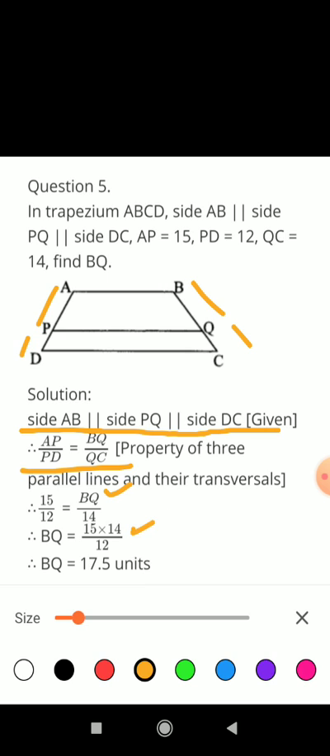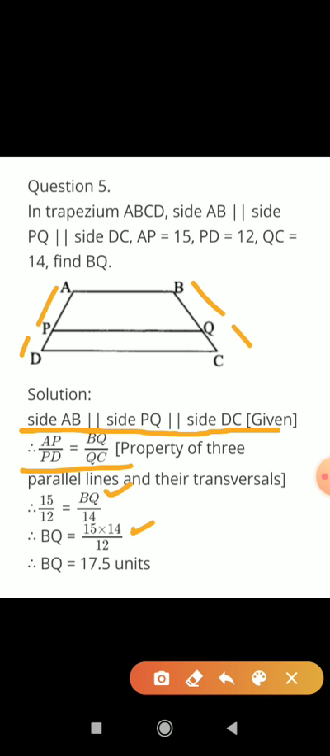Simplify this one. So we can divide 15 and 12 by 3. So 3 5s are 15, 3 4s are 12, and 14 as it is. Now simplify this one. 2 2s are 4 and 2 7s are 14.